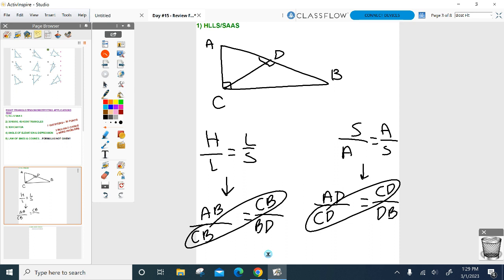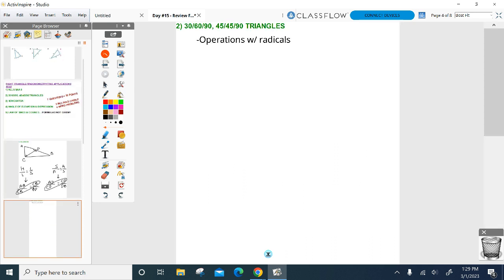All right, this one's gonna be a tough one here. 30, 60, 90, 45, 45, 90, and then we got to talk about radical stuff. All right, so let's go 45, 45, 90 first. Those sides across from the 45s, we call them legs, and what do I know about them? They are congruent to each other. Yes, legs are congruent.